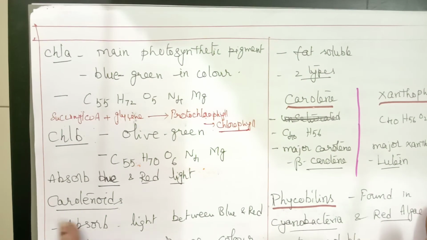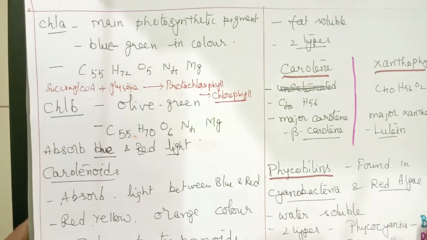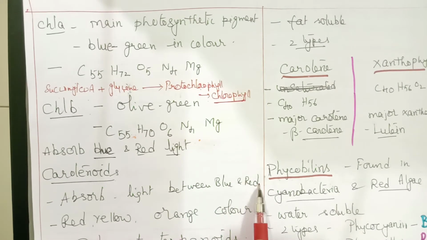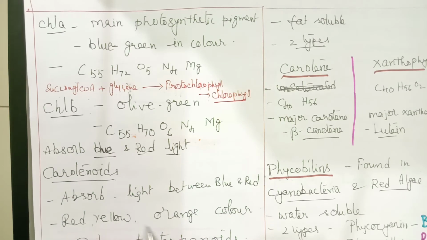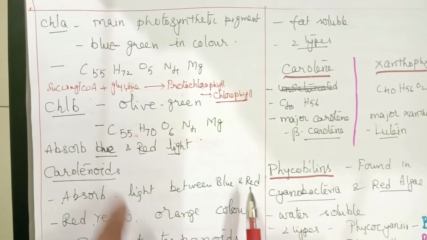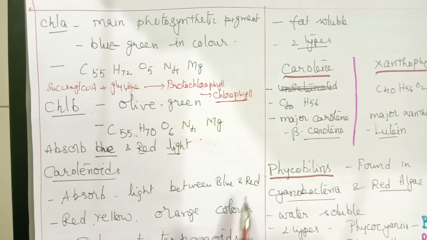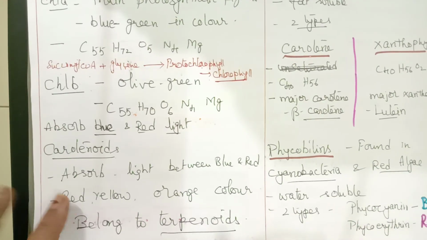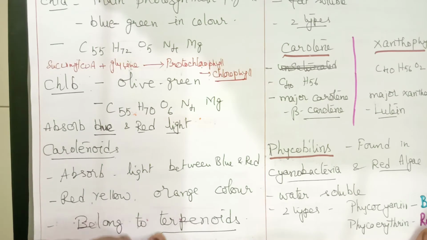Now let us see carotenoids. What are carotenoids? Carotenoids are those which absorb light between blue and red. Blue and red light, they can absorb. They are red, yellow or orange in color. This is very important. Here they absorb blue and red, but here, between blue and red. They are red, yellow or orange in color and they belong to terpenoid compounds. Terpenoids are very long chain hydrocarbons from which these carotenoids are derived.